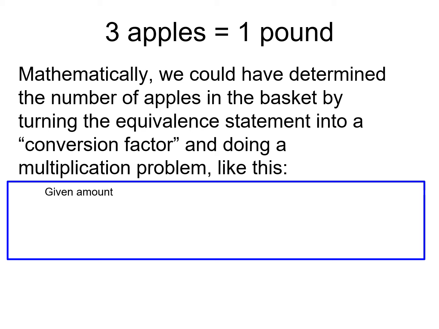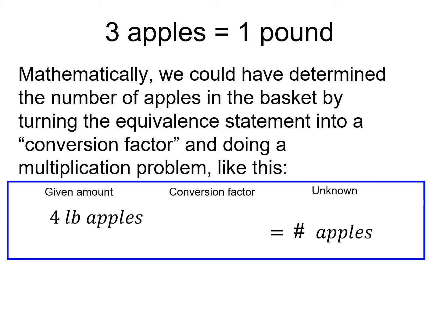Let's write down what we're given on the left side of our paper, 4 pounds of apples. On the right, let's write down what it is we're trying to find. We want a count or number of apples. There's got to be a way to convert pounds of apples into numbers of apples, and we do that by using a conversion factor, a fraction that equals 1.